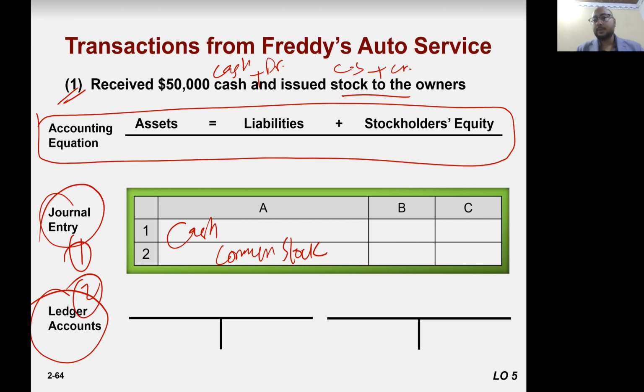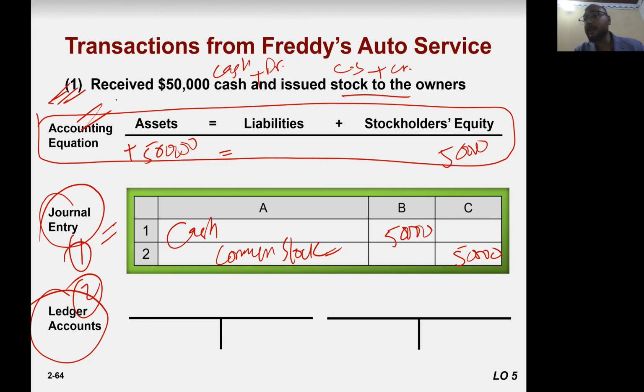Okay, so 50,000. Now we want to check whether this entry satisfies the accounting equation. Cash belongs to asset, asset is increased by 50,000. And this belongs to common stockholder equity, 50,000. The equation is balanced. So it means the double entry system also follows the accounting equation.